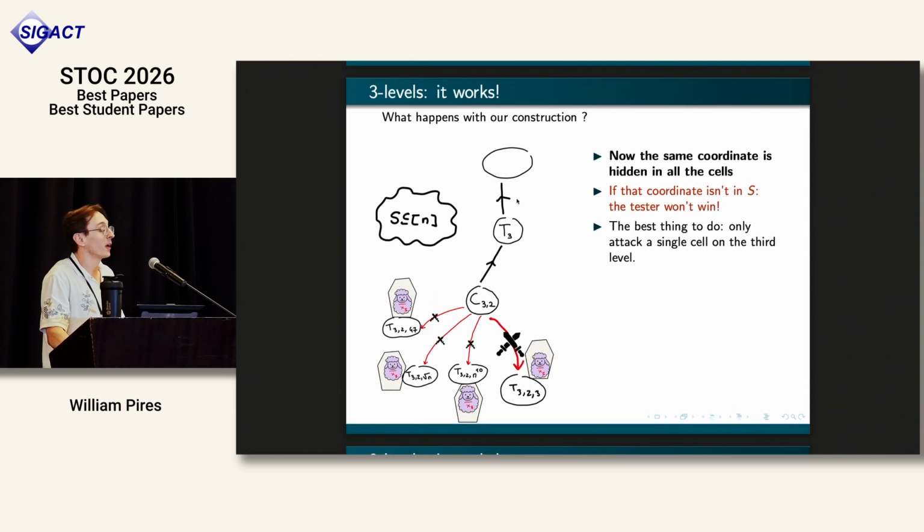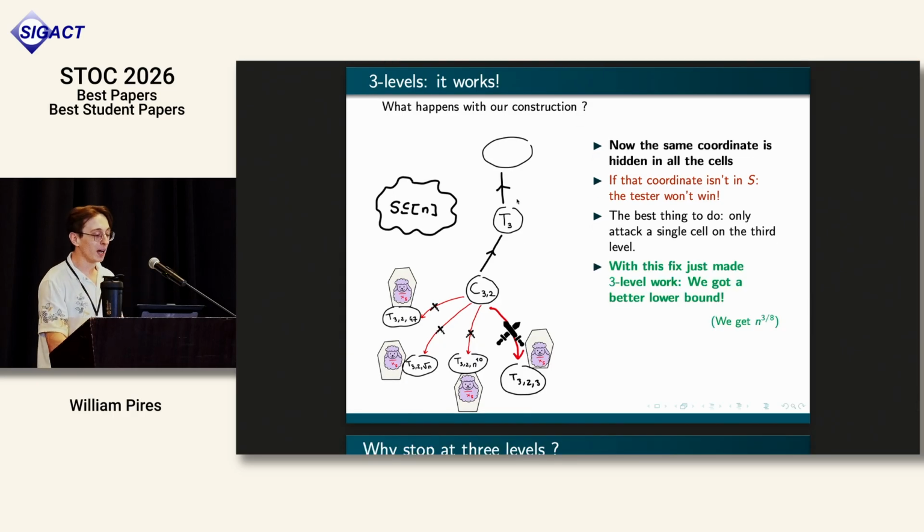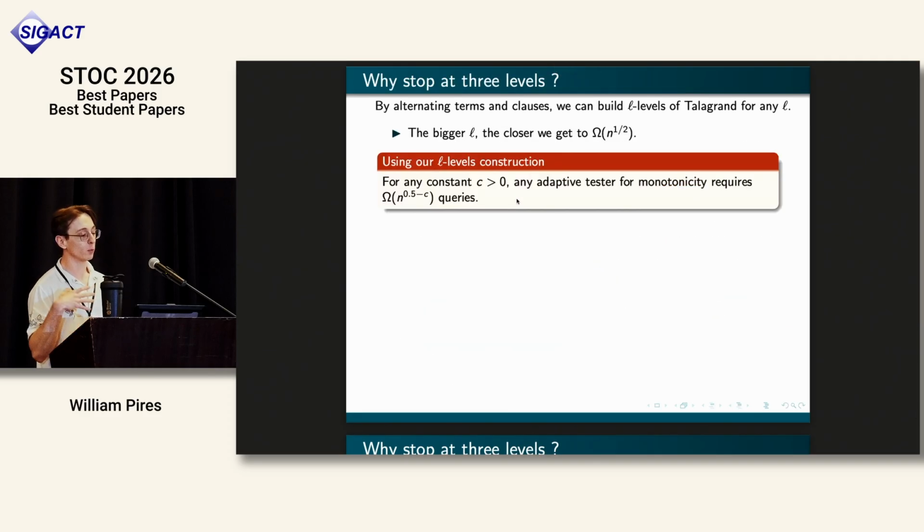So yeah, the best thing the algorithm can do now is just attack a single cell. And it turns out that now we can get a better lower bound, so we get an n to the 3/8 lower bound with 3 levels. But the cool thing is now we don't need to stop at 3 levels. We can use as many levels of partition as we want.